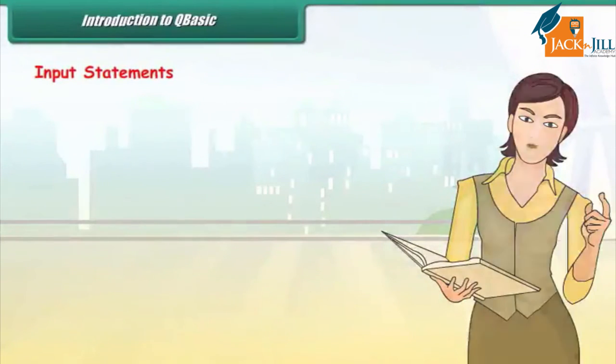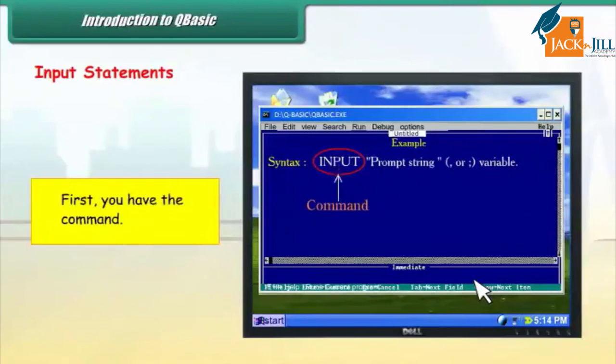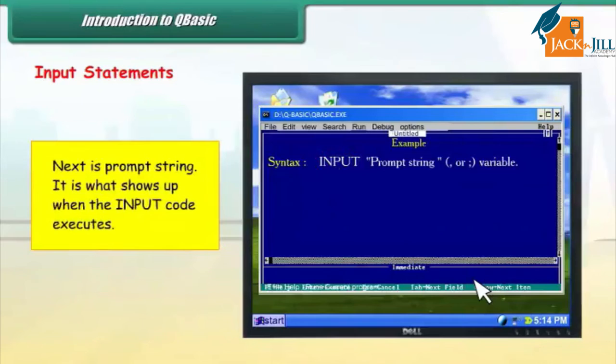Input statement. Programs are no good if you can't accept input from the user. The input statement takes what we type at the keyboard and stores it into the given variable. The syntax for input is as follows. First, you have the command. Next is the prompt string. It is what shows up when the input code executes.